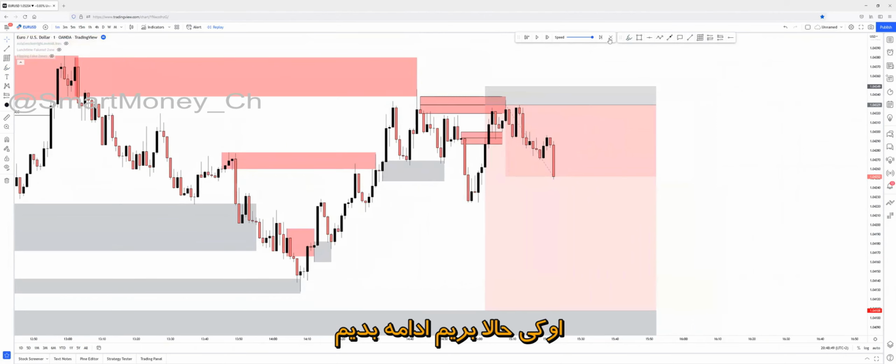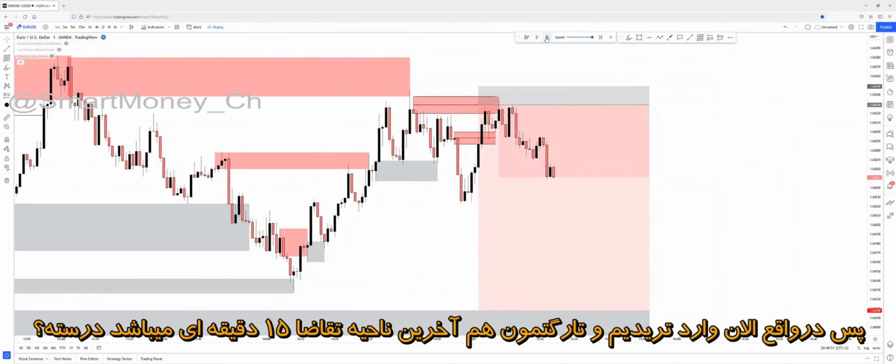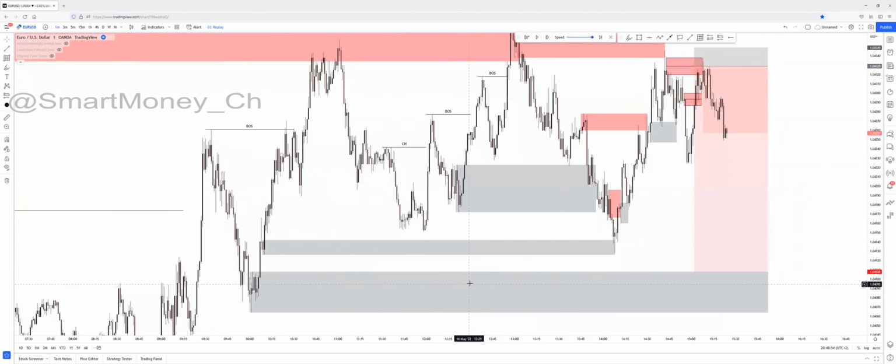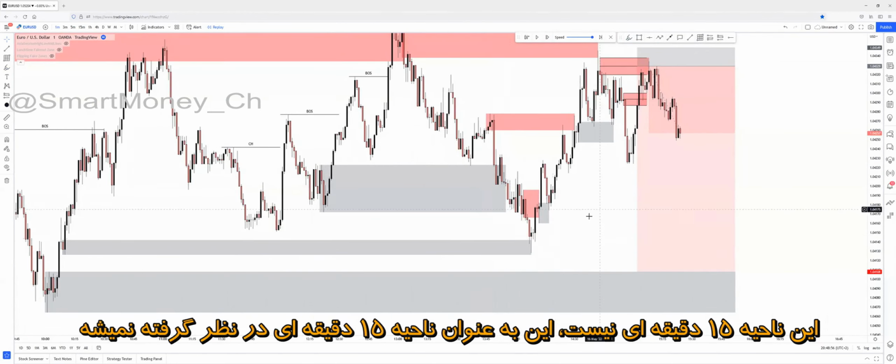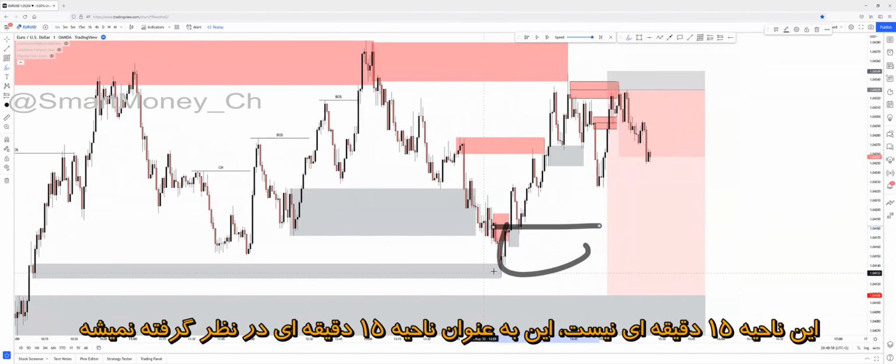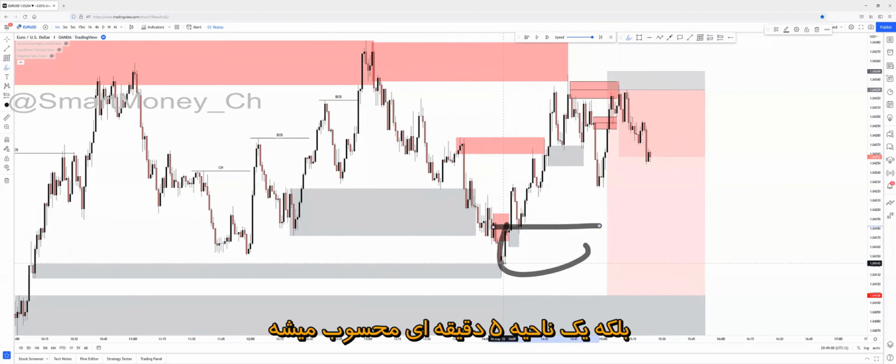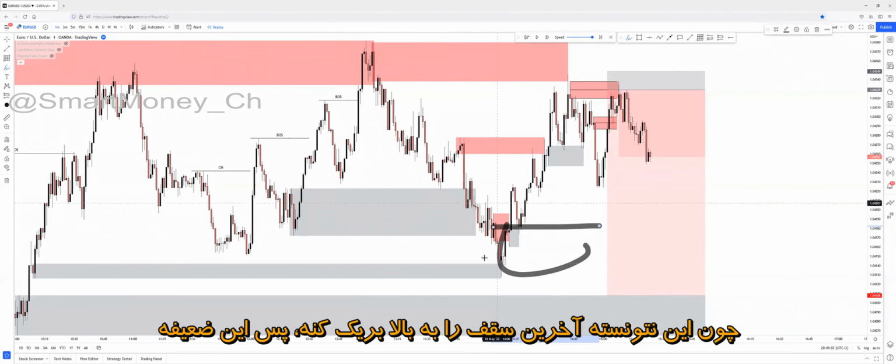Okay, but let me just continue. So we are actually in the trade. We are aiming for the last recent 15-minute zone, right? We are always aiming for the last recent 15-minute zone. This isn't a 15-minute zone. This can be considered as a 5-minute zone because this couldn't break over the last recent high point.